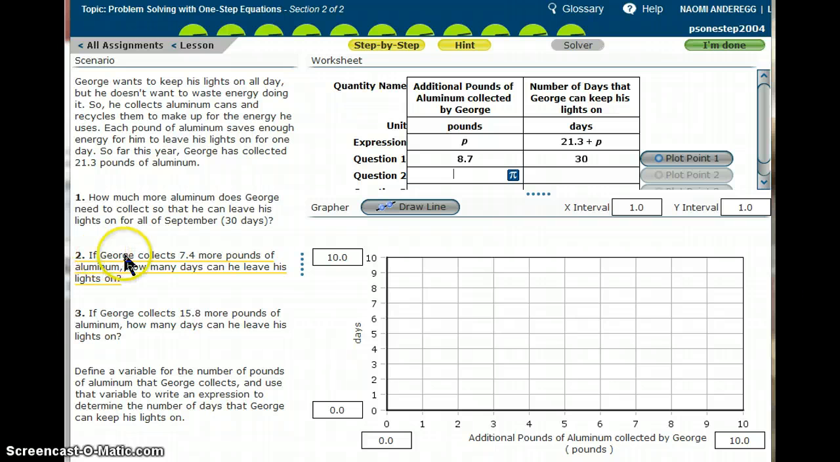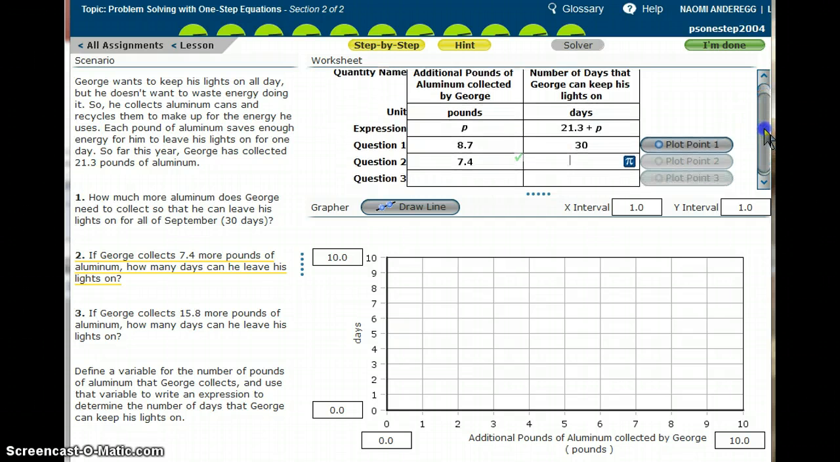Now, the second problem is if George collects 7.4 more pounds of aluminum, how many days can he leave his lights on? Here we're given the pounds, 7.4 pounds. And then we want to substitute that 7.4 in here. We'd have 21.3 plus 7.4. 21 plus 7 is 28. And then, of course, 0.3 plus 0.4 is 0.7. So I would have 28.7 as my number of days.